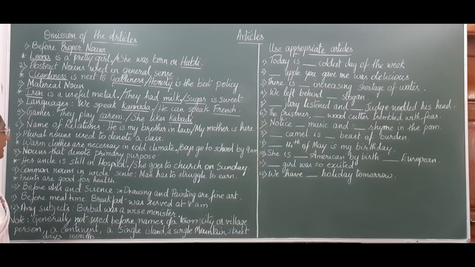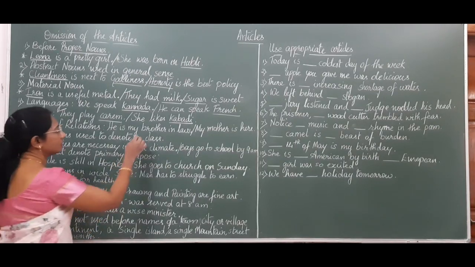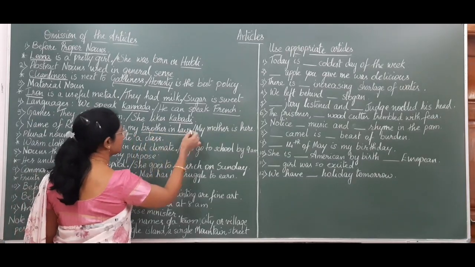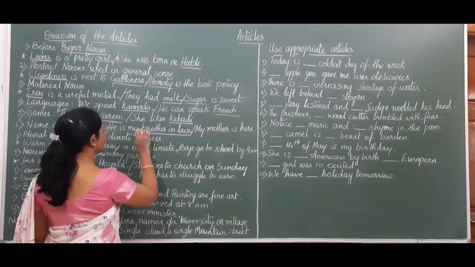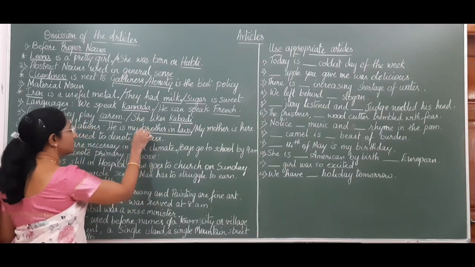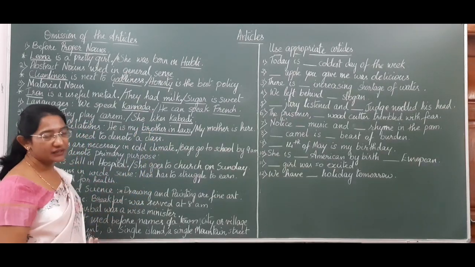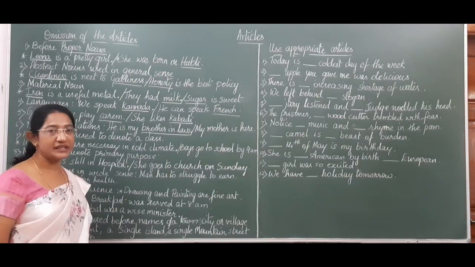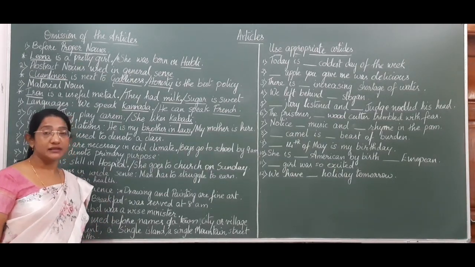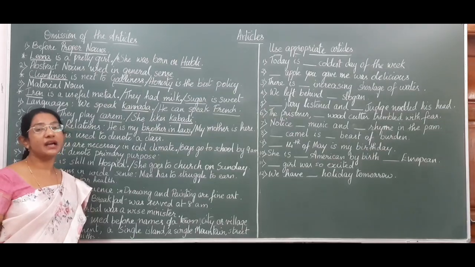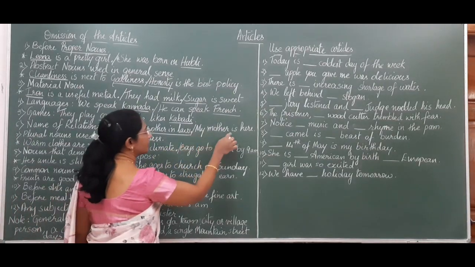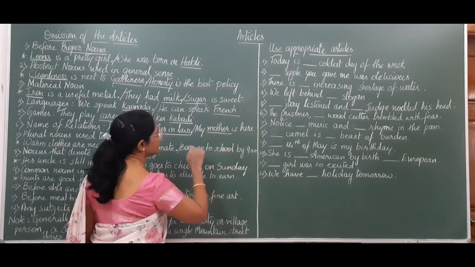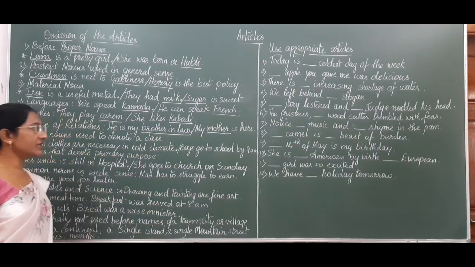Names of relations. He is my brother-in-law. So we have not used articles before brother-in-law, which is a relation. Like father, mother, brother, sister, uncle, aunt. All these are the names of relations and they don't carry articles. My mother is here. No article before relations.